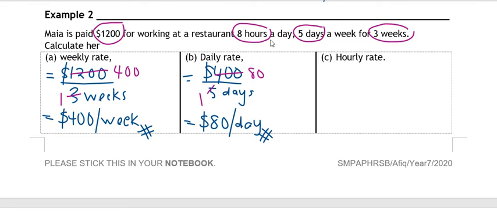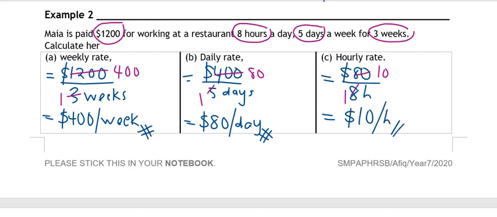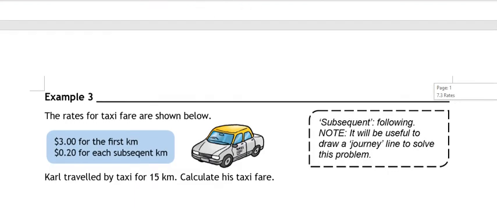So your next one will be $80 divided by how many hours she worked for a day? 8 hours, right? So cancel this, simplify, and in the end, you will know that she is paid $10 per hour, right? So that's for example number 2. Now let's have a look at the next one. Okay, example number 3 for next page.